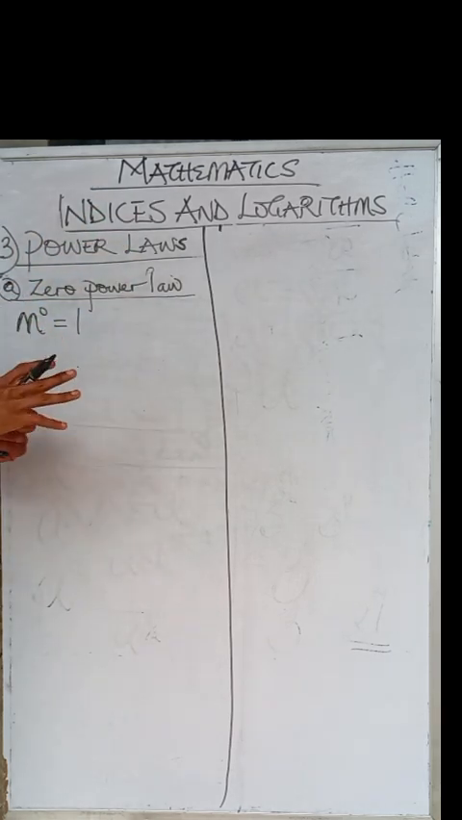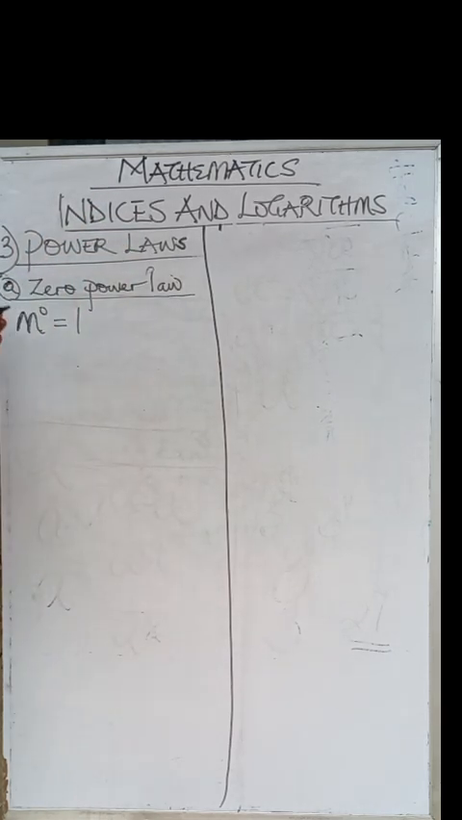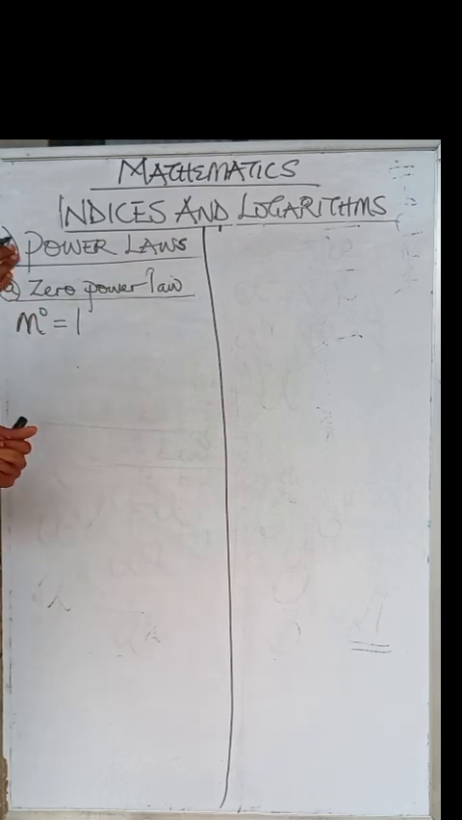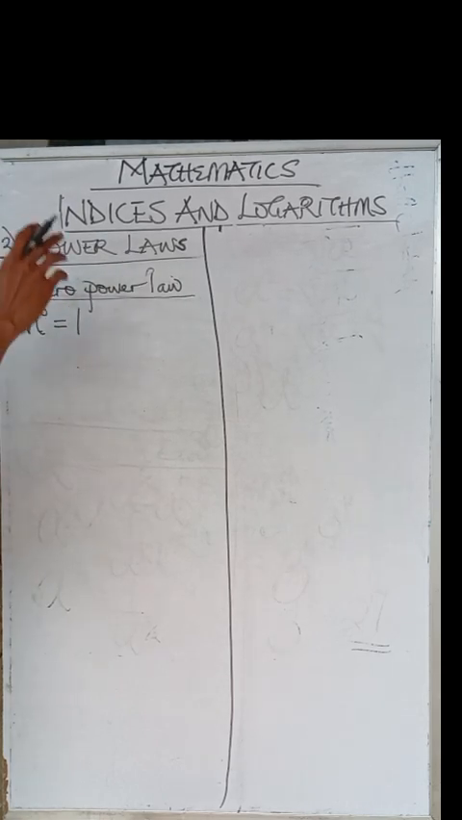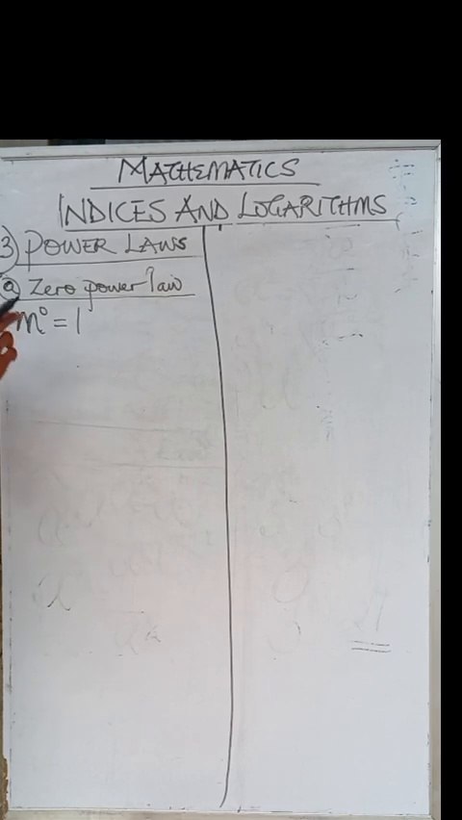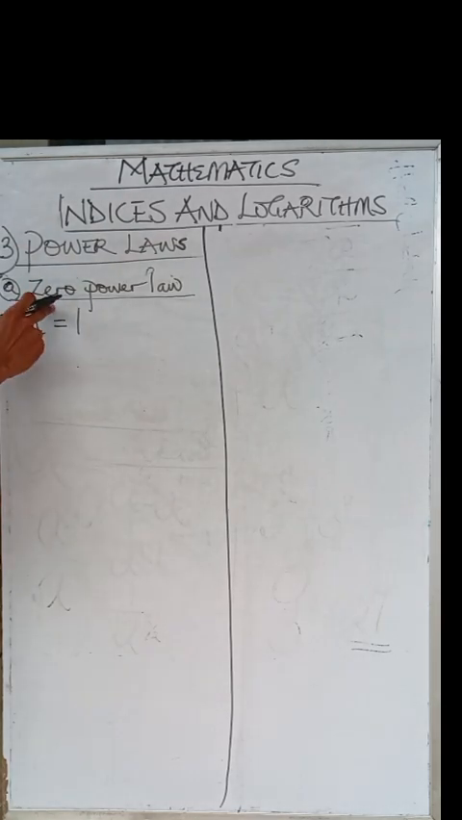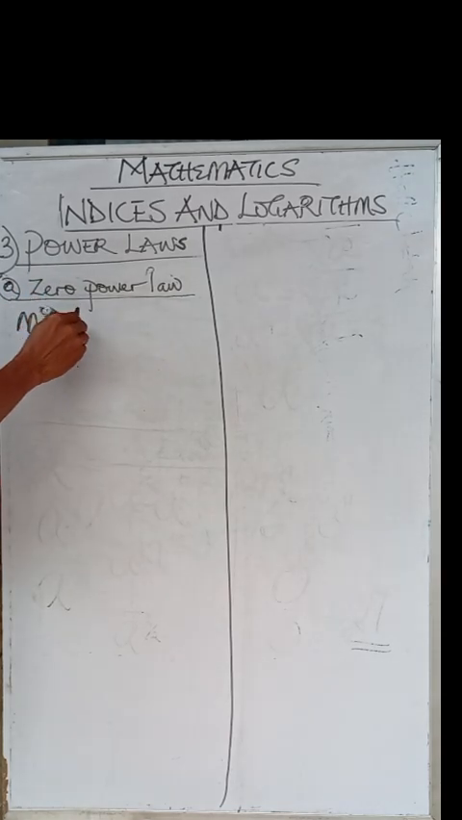The zero power law is very simple. It states that if you have a given base and the index or exponent is zero, then the base raised to the power of zero gives you one. So any base you're given, as long as the power is zero, n raised to the power 0 must be equal to 1. For instance, m as the base and 0 as the index: m raised to the power of 0 automatically gives us 1. Example, 2 raised to the power 0 gives us 1.